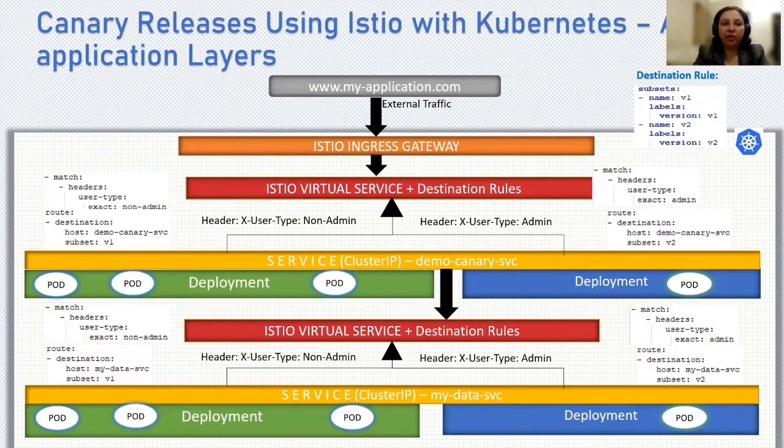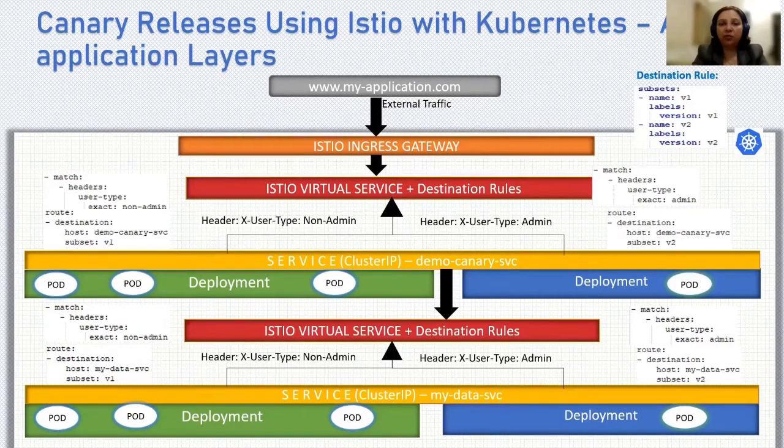Here we use Istio Ingress Gateway, which is routing the traffic to a virtual service for demo canary deployment. The demo canary deployment for version 1 and 2 both are exposed as cluster IP services using common labels, just the same way we saw earlier using Kubernetes. With Istio, we create a virtual service that has destination rules based on request headers to route traffic for non-admin users to version 1 pods and admin users to version 2 pods.